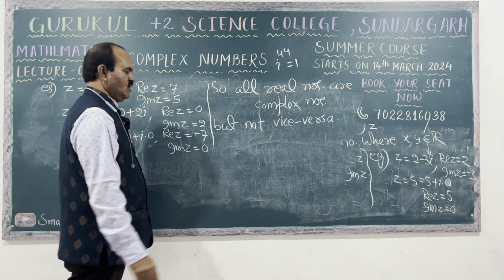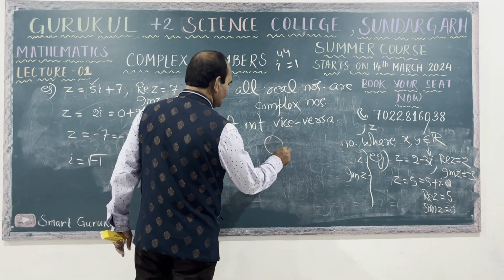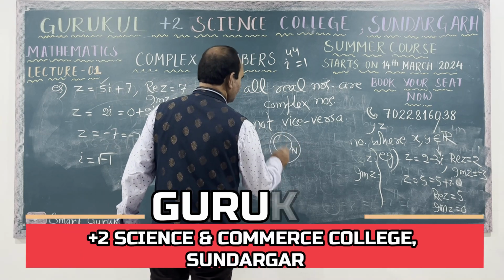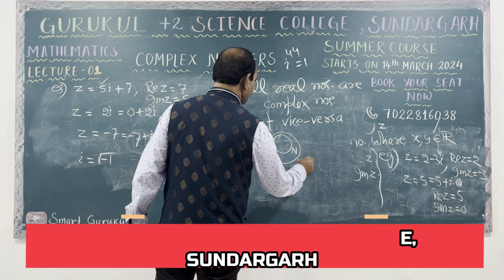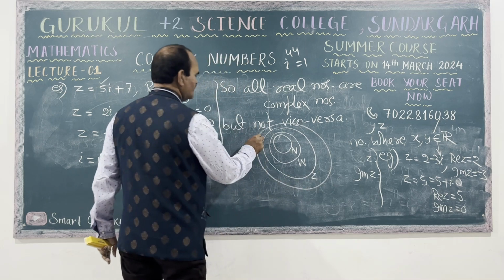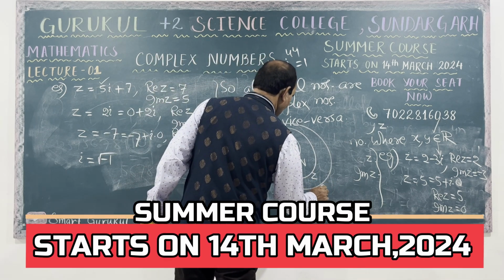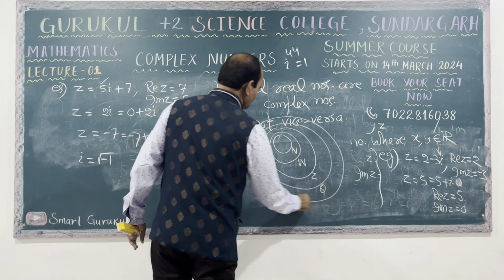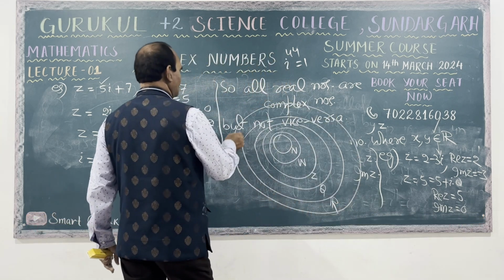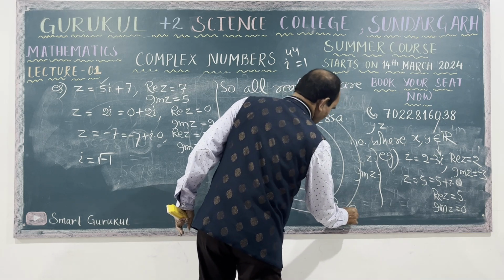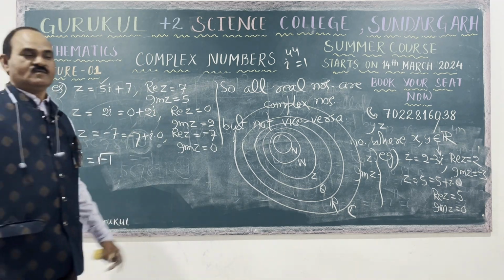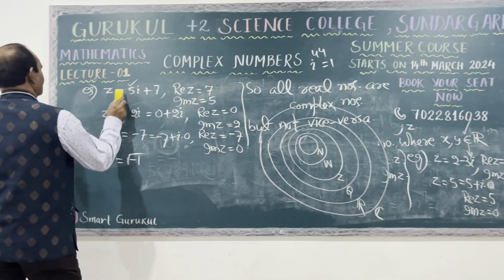So from set theory you must have known, if this set is suppose the N set, this set is the W set, this is your Z set, set of all integers, this is your Q set, set of rational numbers, this is the set of real numbers, and this set, which is the largest set of all number systems, is the set of complex numbers.